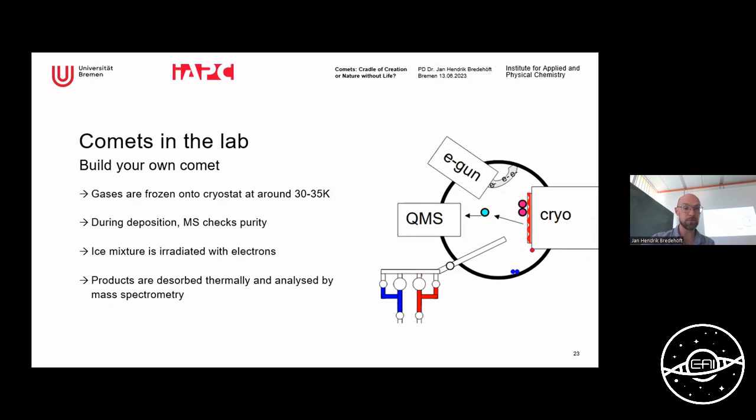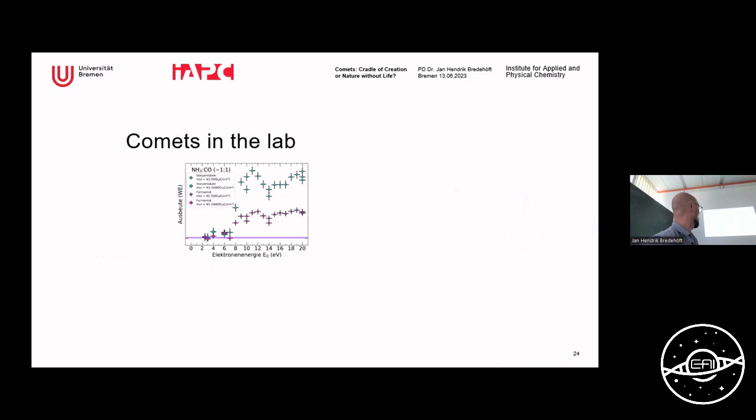After irradiation, we slowly warm up the sample, usually by 1 Kelvin per second. And then we monitor whatever comes off the surface and goes into the gas phase by mass spectrometry. And we can do that for a range of energies with energy resolutions down to maybe a half or so electron volt. And we can do this for many, many masses.